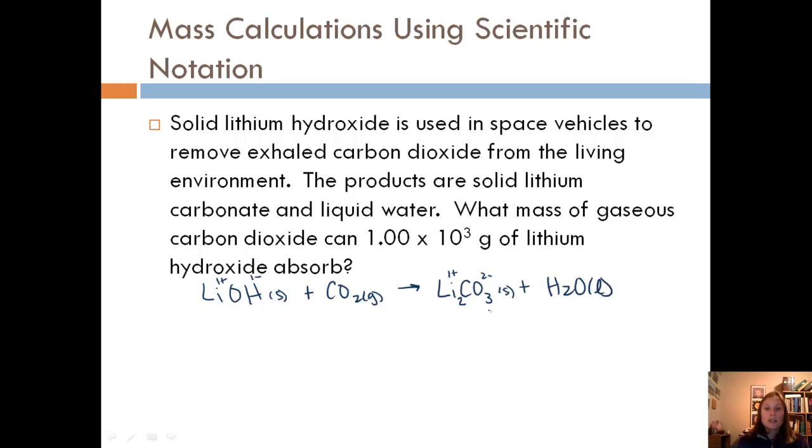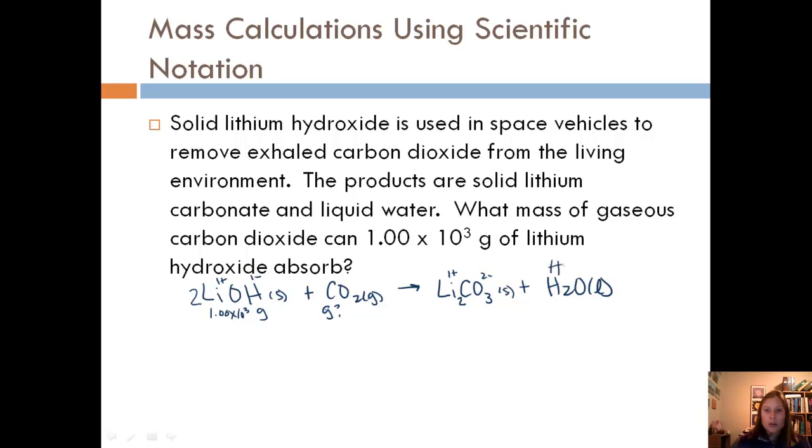Okay, so we've written our equation. Let's get our information, and then we'll balance it. Let's see. What mass of gaseous carbon dioxide? So we're looking for grams here. And we have 1 times 10 to the 3rd grams of lithium hydroxide. So now let's balance. Let's see. I've got 2 lithiums on the product side, so we'll just put a 2 up front.